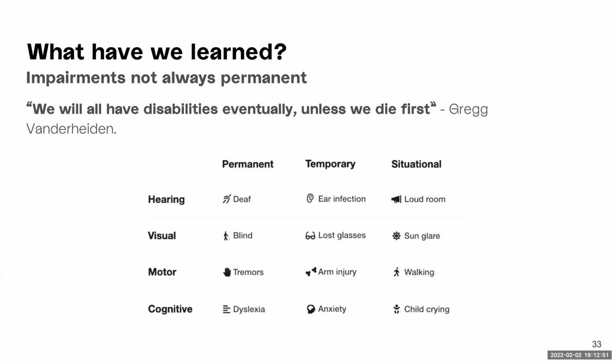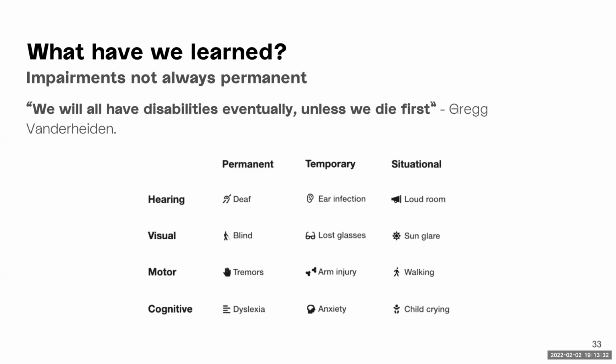Visual disabilities, the permanent visual disability is blindness, so we know that. But at some point, lost glasses cause the same impacts. Someone like me, when I lose my glasses, when my glasses are broken, I cannot see. I really suffer. So that's one example. Or sun glare, when people use their mobile phones outside. With sun glare, they cannot see the screen unless every element and component is built with this temporary or situational disability in mind.